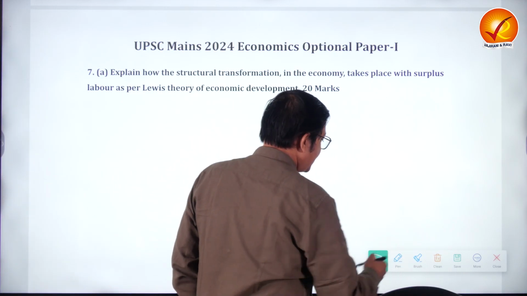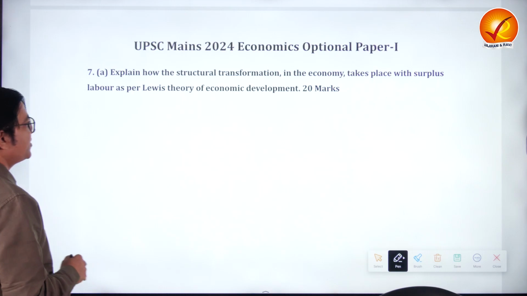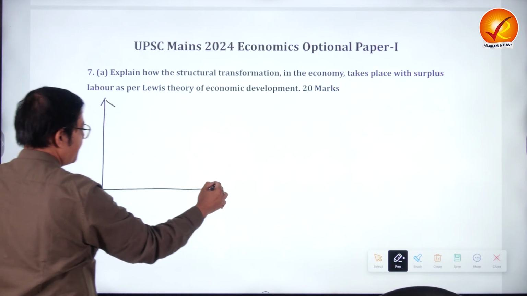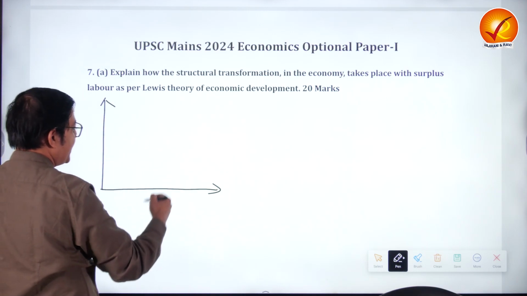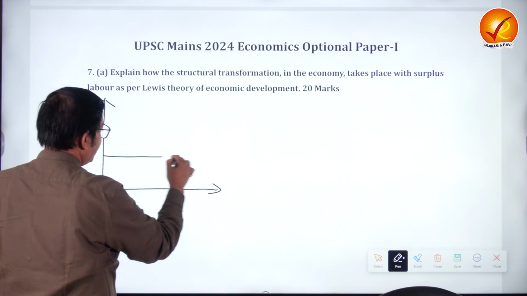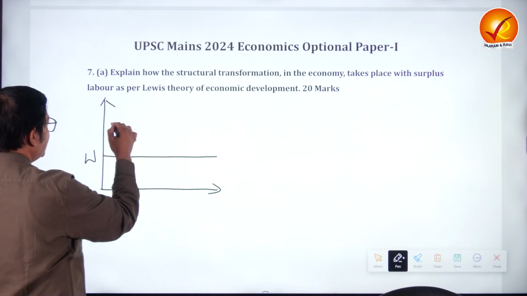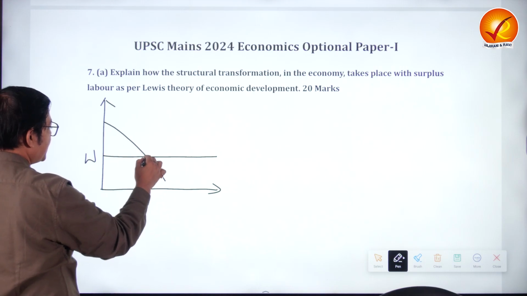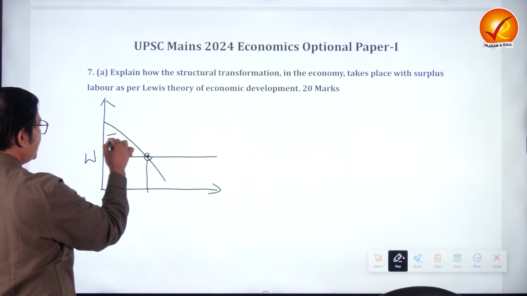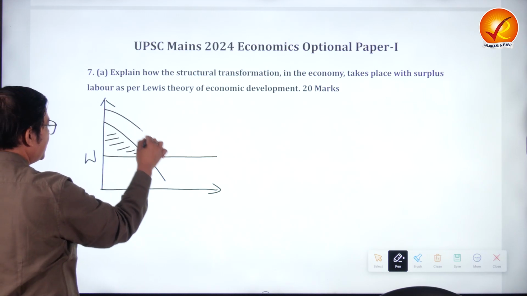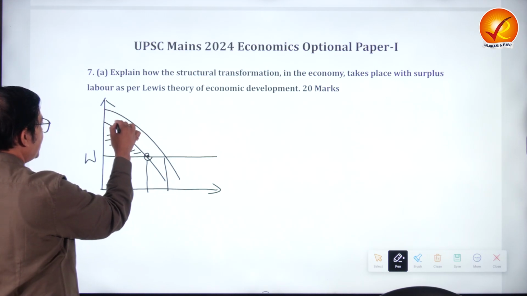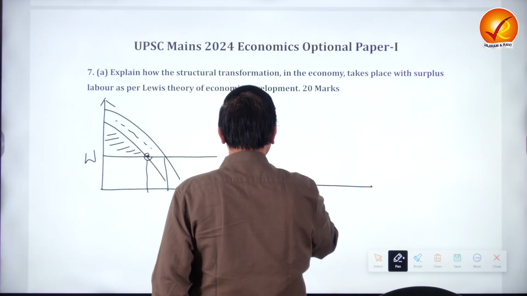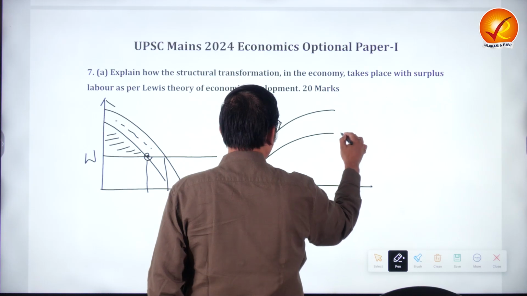One of the standard questions again, I am sure all of you have done Lewis' theory of development, where Lewis assumes that there is an economy and agricultural sector in the economy where we have subsistence wages. Due to subsistence wages, whatever production is happening, there is a definite surplus coming out of it. And as the production keeps on increasing, this surplus also keeps on increasing. This surplus can be used in the industrial sector to produce more.